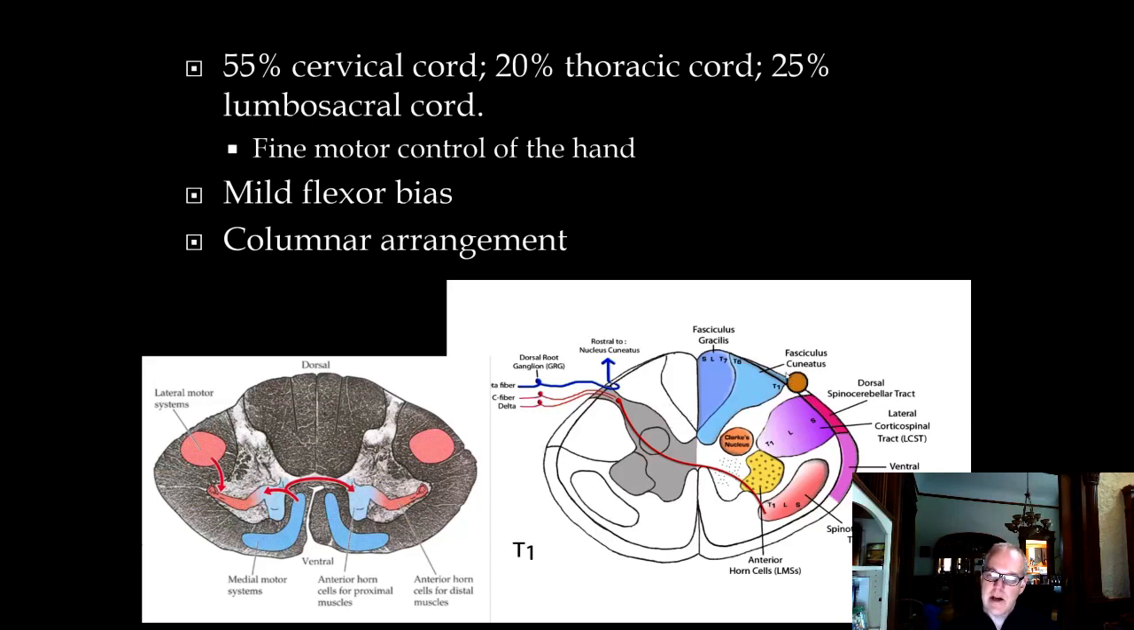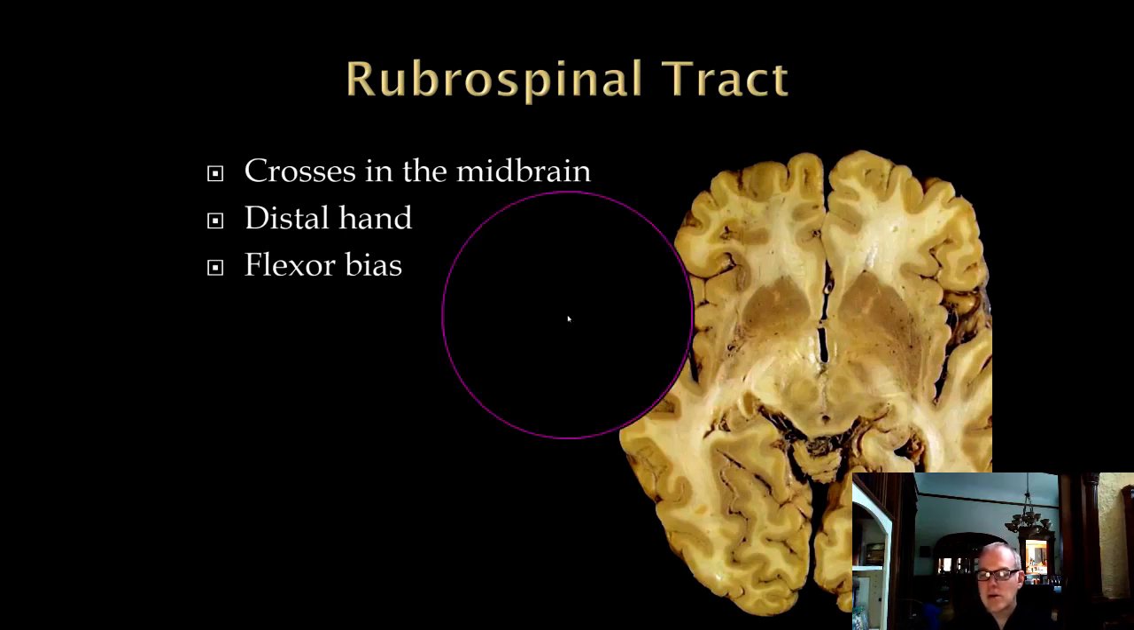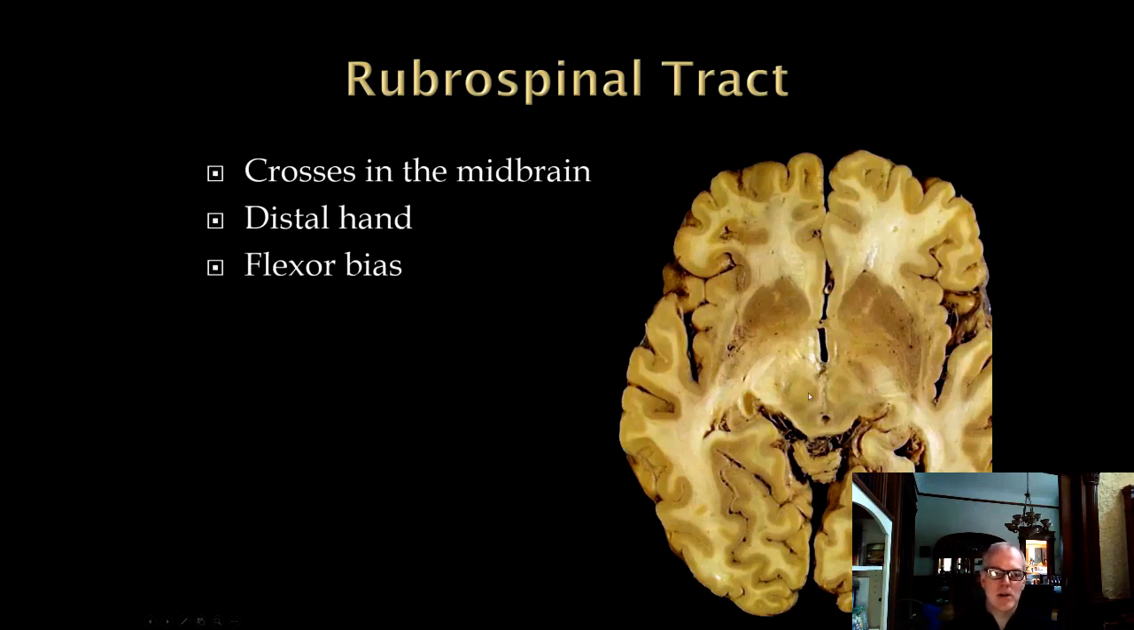Okay, and so here's the lateral corticospinal tract, and again, just remember the columnar arrangement. Sacral is lateral, cervical is medial. Now, a pathway that travels right along with the lateral corticospinal tract is the rubrospinal tract. And so this pathway originates from the red nucleus. So there's the red nucleus. And so that's kind of been mysterious so far in the course. What does the red nucleus do? Well, this is one function of the red nucleus.